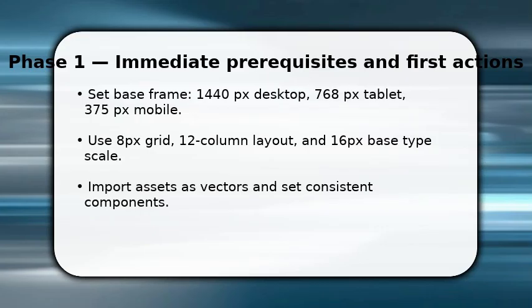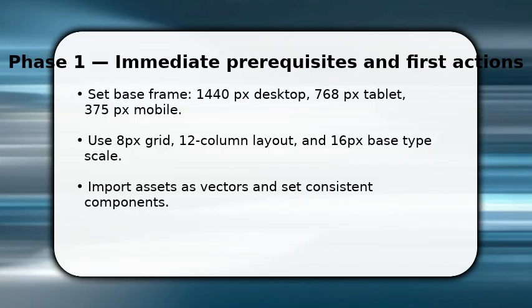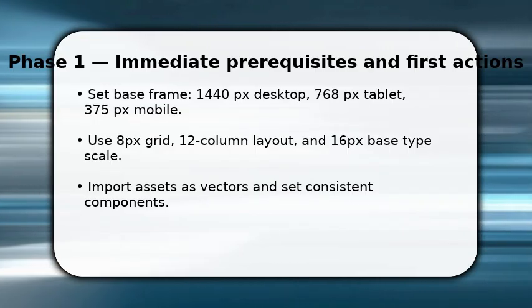You begin by creating frames for desktop, tablet, and mobile, 1440, 768, 375 pixels, so you can see constraints at scale. Once done, apply an 8px grid and a 12-column layout to each frame. This creates consistent rhythm and spacing.